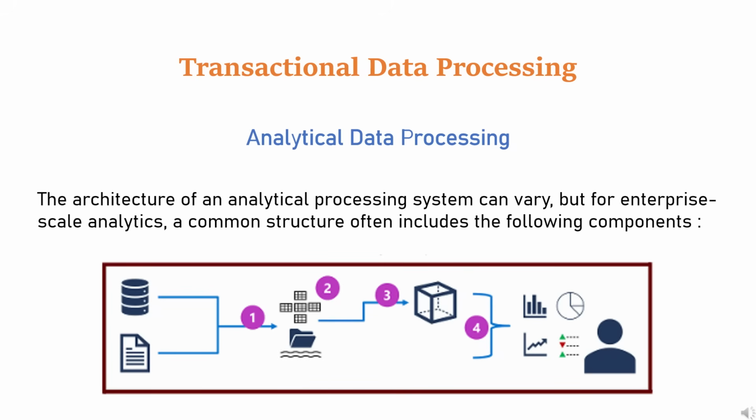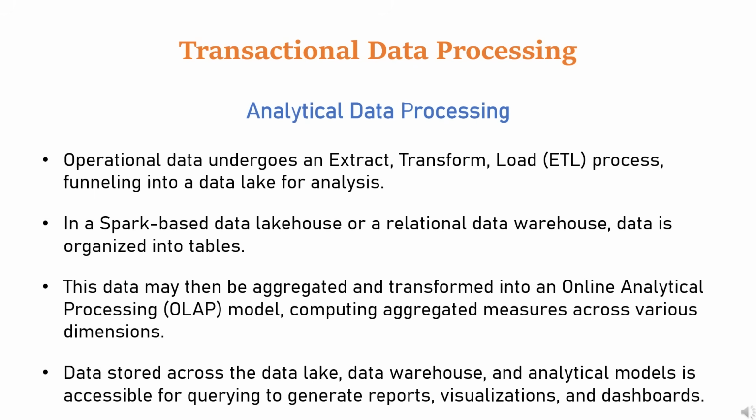The architecture of an analytical processing system can vary, but for enterprise scale analytics, a common structure often includes the following components. Operational data undergoes an extract, transform, load process, funneling into a data lake for analysis. In a Spark-based data lakehouse or a relational data warehouse, data is organized into tables.